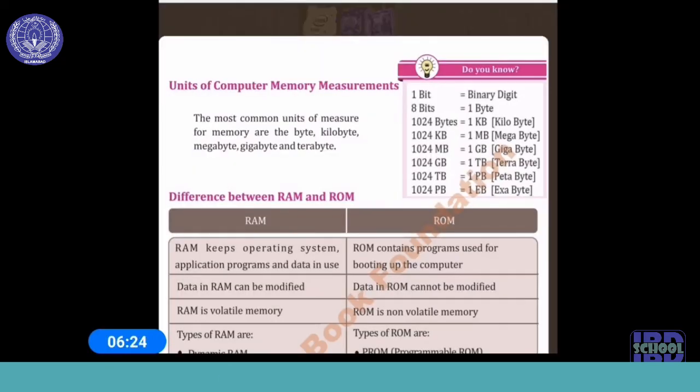Units of computer memory measurements. The most common units of measure for memory are the byte, kilobyte, megabyte, gigabytes and terabyte. 1 bit is equal to 1 binary digit, 8 bits is equal to 1 byte, 1024 bytes is equal to 1 kilobyte, 1024 kilobyte is equal to 1 megabyte and 1024 megabyte is equal to 1 gigabyte.